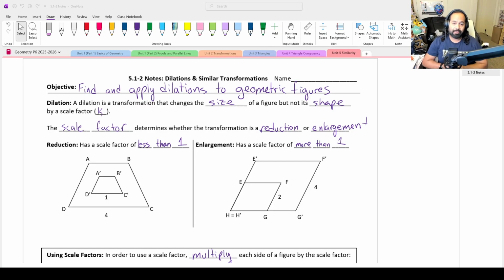Hello, class. Today we're going to go ahead and do our 5.1, 5.2 lesson. Today we're going to be talking about dilations and similar transformations in terms of what makes two shapes similar.